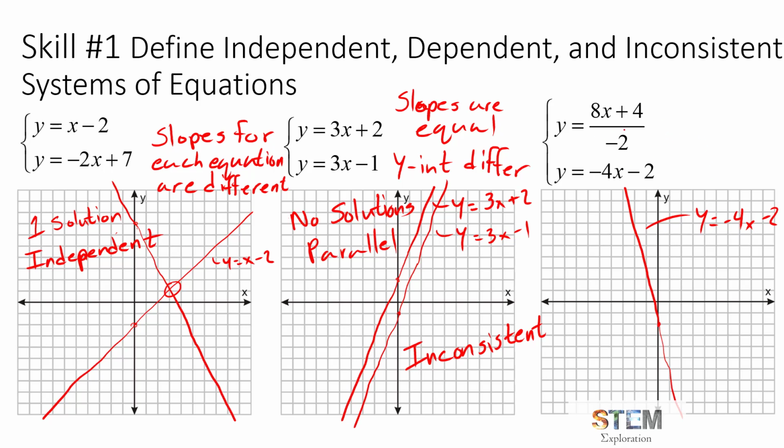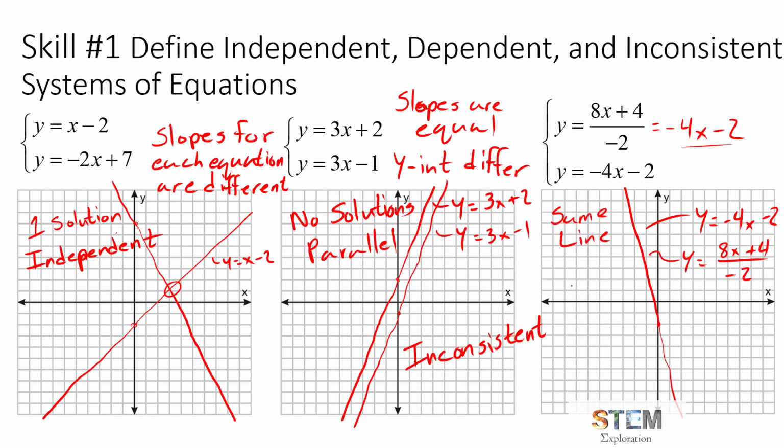Now, I'm just going to simplify this one a little bit. If I take 8x divided by negative 2, that gives me negative 4x. And if I take 4 and divide that by negative 2, that gives me negative 2. And oh wait, this is the exact same thing. So this line represents y equals negative 4x minus 2, and it also represents y is equal to 8x plus 4 all over negative 2. And so with this, we will see that both equations are the same line.